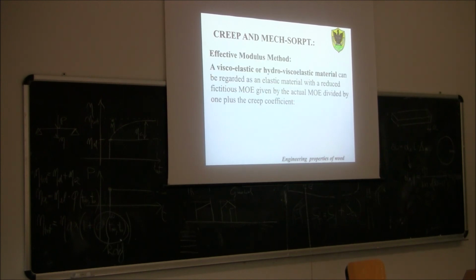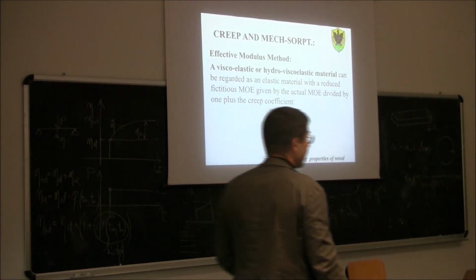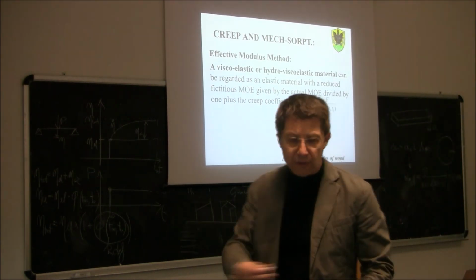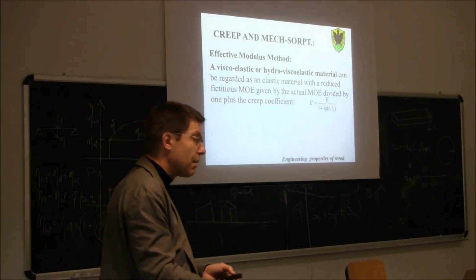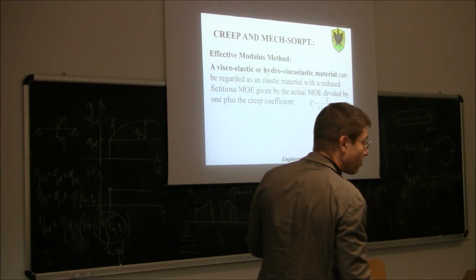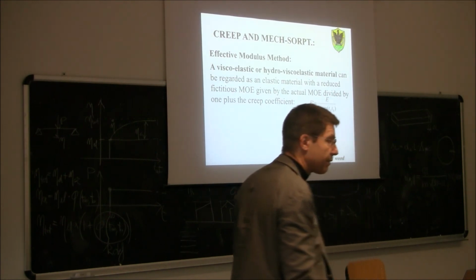What is the effective modulus method? The idea is that if you have a viscoelastic or even hygro-viscoelastic material like wood, this can be regarded as if it were an elastic material by simply changing the value of the modulus of elasticity. So when we calculate, for example, the deflection, we always use the same formula, 5 divided by 384 times q times l to the power of 4 divided by E times I, but instead of using the normal Young modulus, we use the effective modulus. The effective modulus is the Young modulus divided by 1 plus phi; in the case of timber, E divided by 1 plus k_def.